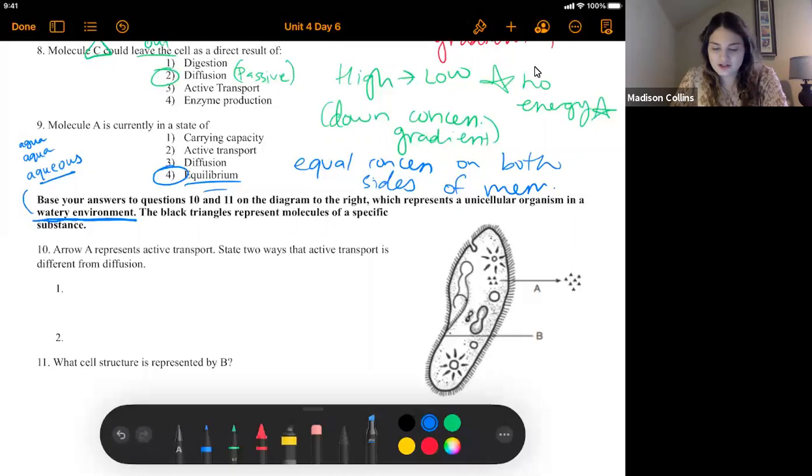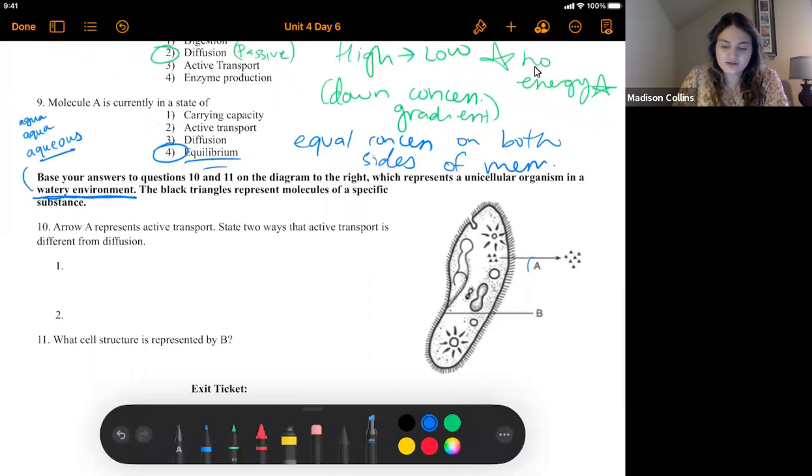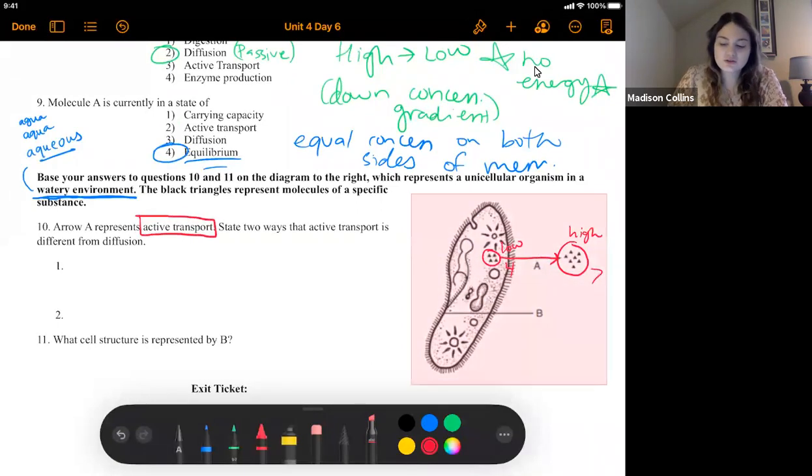All right, these black triangles represent molecules of a specific substance. So arrow A right here represents active transport. I'm actually going to do that in red to keep it consistent. All right, so arrow A represents active transport, and that is because we see that molecules are going from an area of low concentration, where there's only 4 molecules, to an area of high concentration where there are, let's see, can I count? 1, 2, 3, 4, 5, 6, 7 molecules. So they're moving from low to high, which is moving against the concentration gradient. They're climbing that mountain.